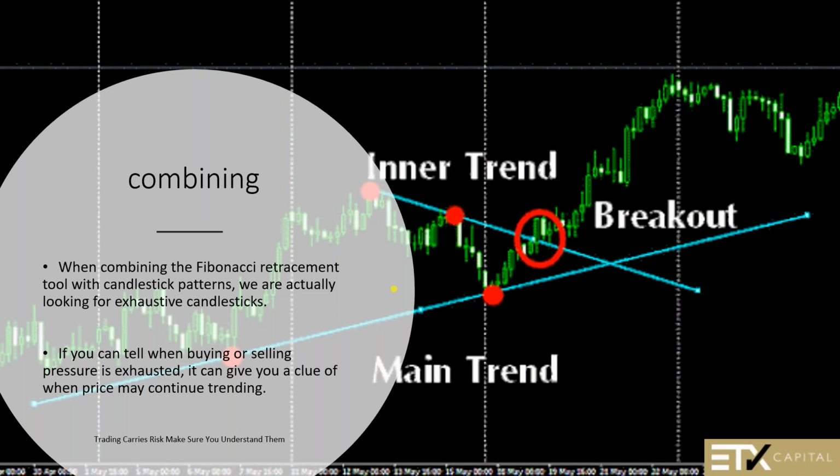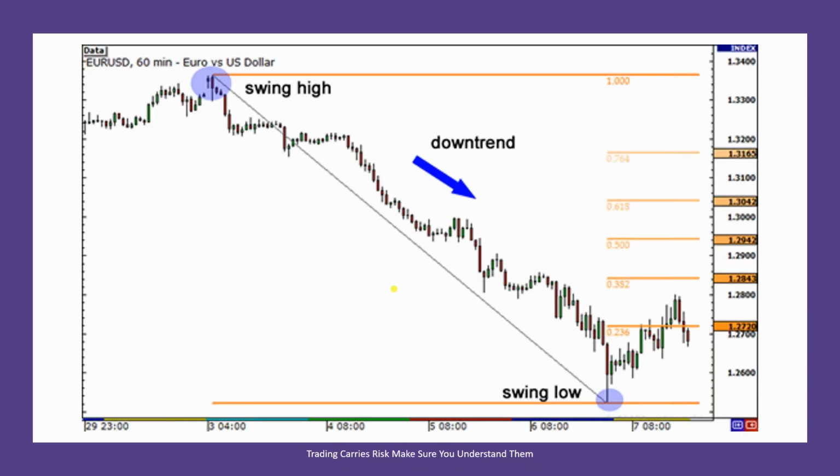So if you've been paying attention in class, you know by now that you can combine the Fibonacci retracement tool with support and resistance levels and trend lines to create simple but super awesome trading strategies. Now in the handout I gave you, I've given you some real basic strategies and some starting points. When combining the Fibonacci retracement tool with candlestick patterns, we are actually looking for exhaustive candlesticks.